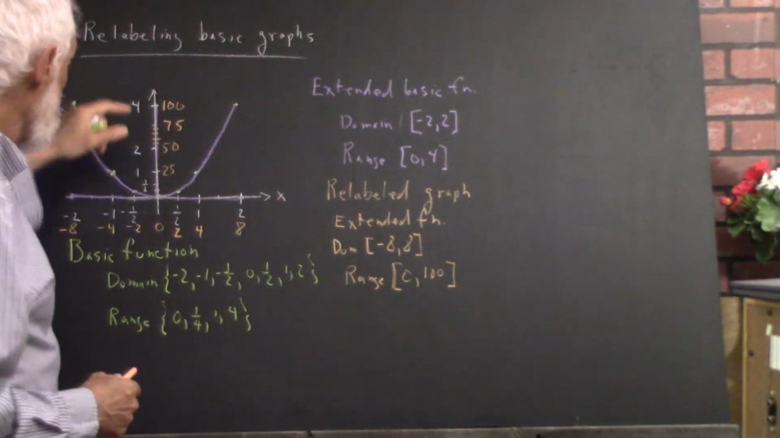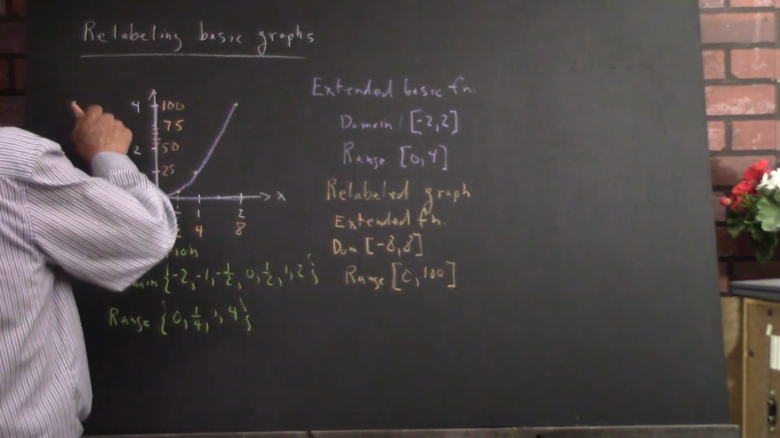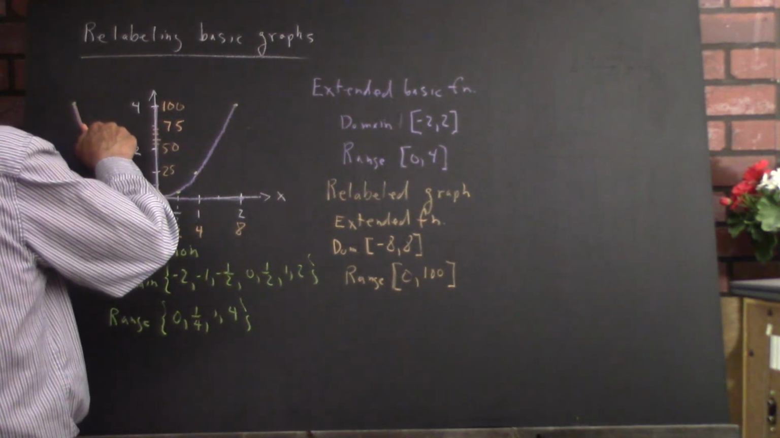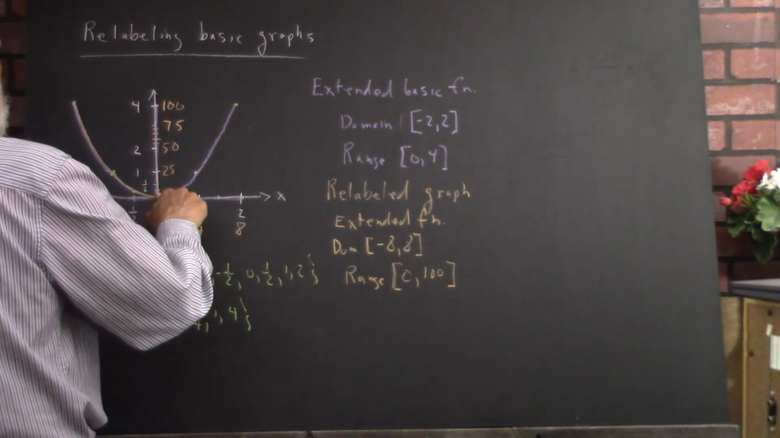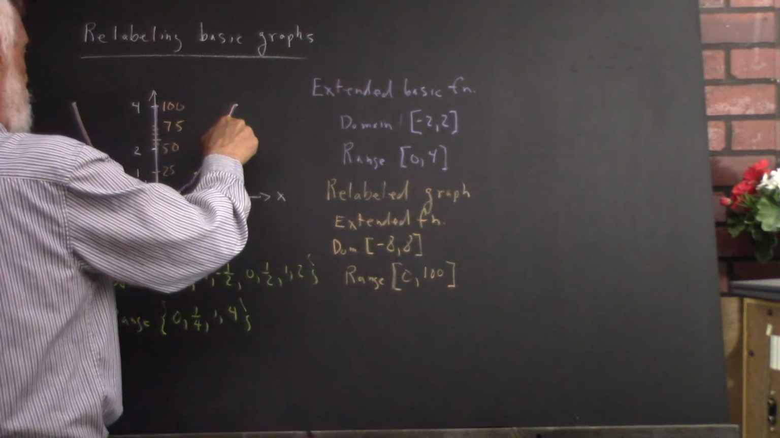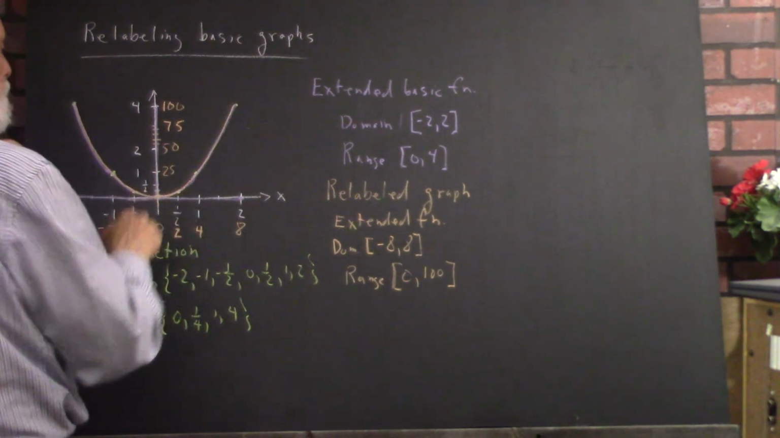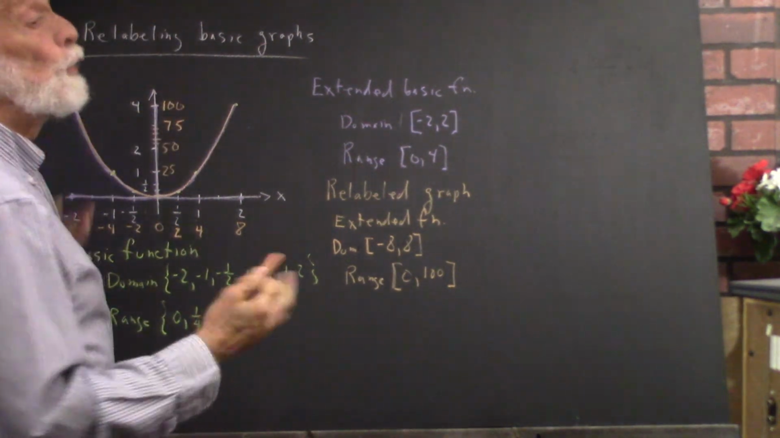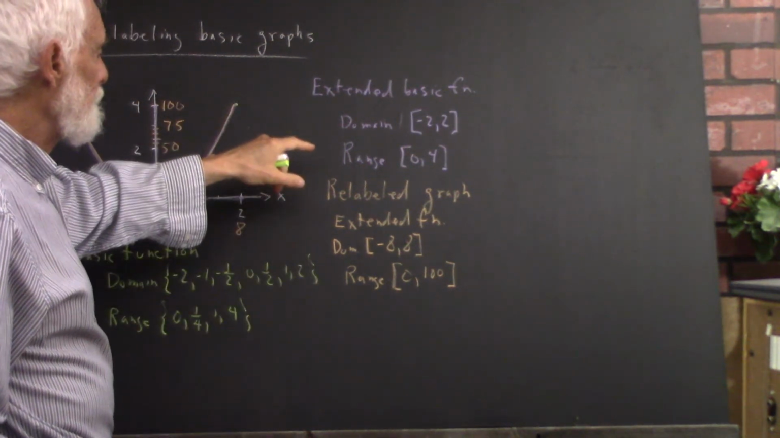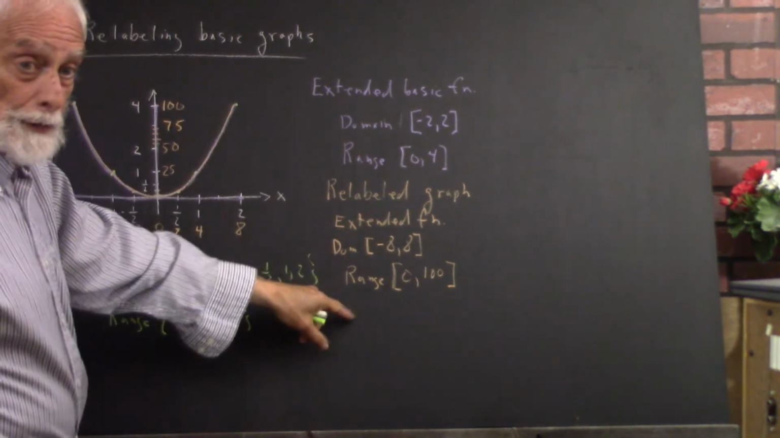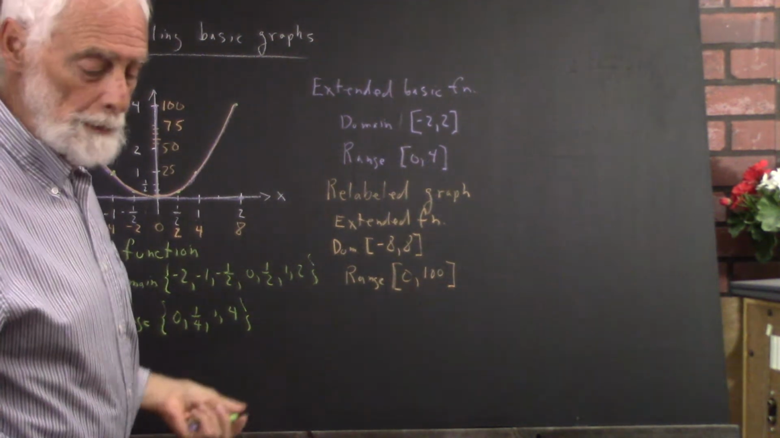Okay. Anyhow, now we have the relabeled graph, and I'm going to draw. I don't want to draw this right on top of the other graph, but you get the idea. That the curve now represents 2 different graphs. It represents the extended basic function and the relabeled extended basic function with the new domain and range. Okay, well that's what we mean by relabeling.